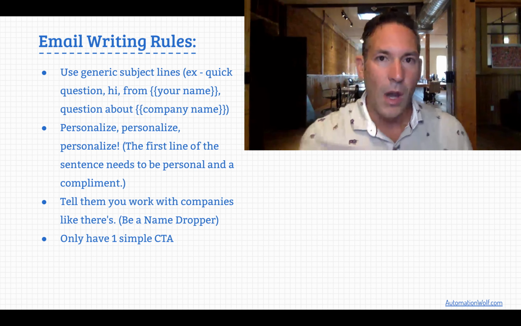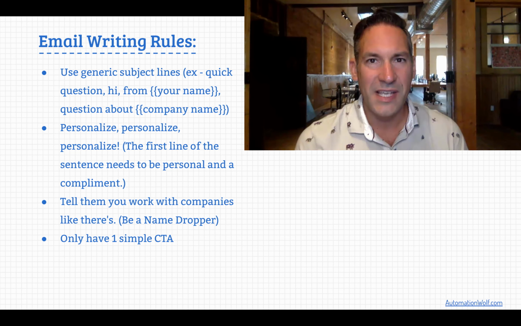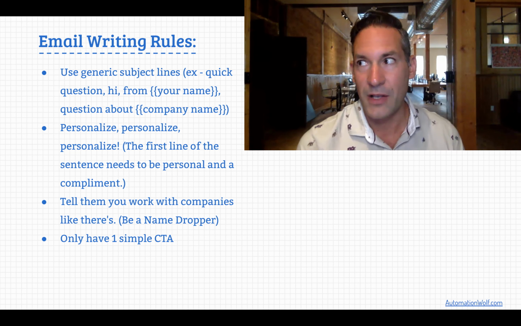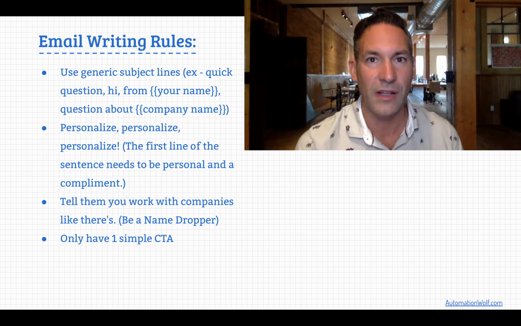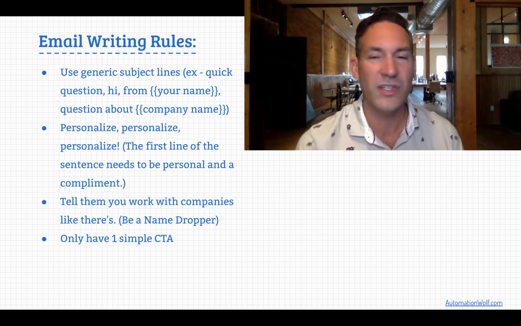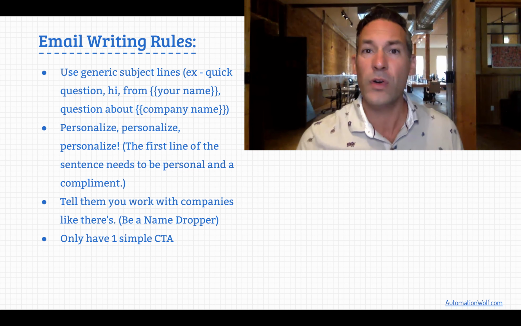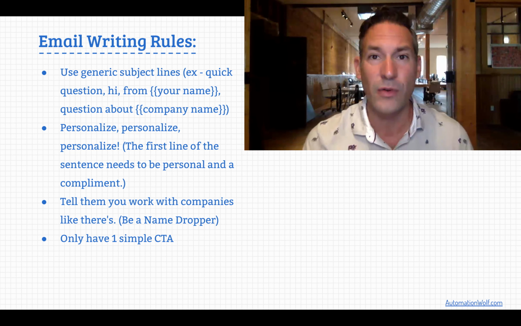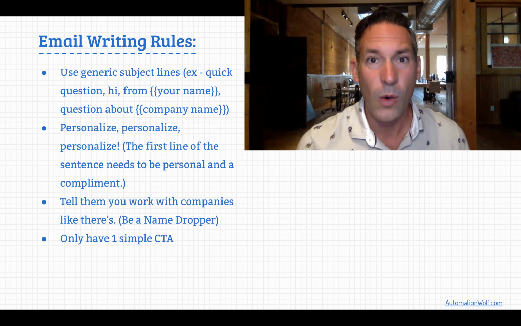All right. Only have one simple CTA. I can't tell you how many times I see these terrible emails where there's like 5 questions and you're giving the prospect homework. They're never going to reply. Why are you making it so hard for them to reply? The first goal is to reply. Even if they reply with one word, you now have a dialogue. Even if the word is no, no is good too. Getting no's is important, right? It's not always about getting yeses.